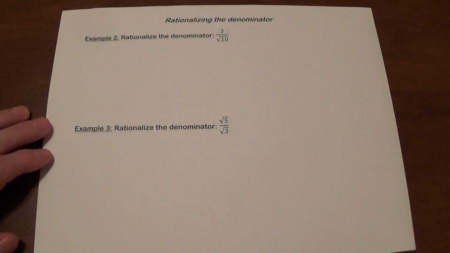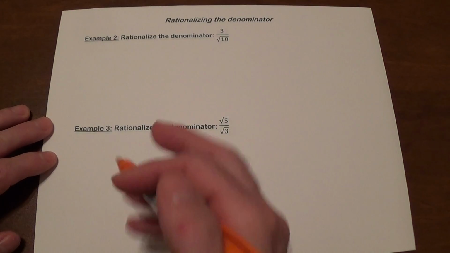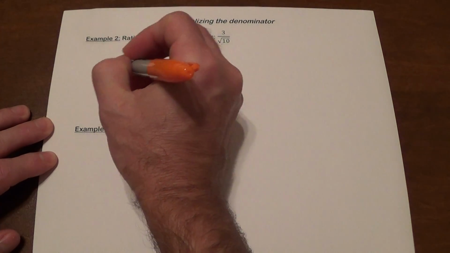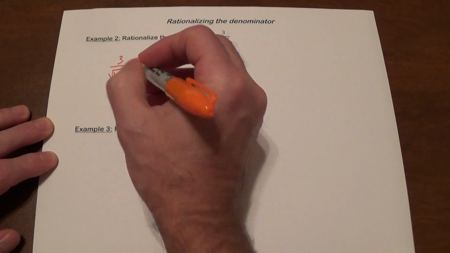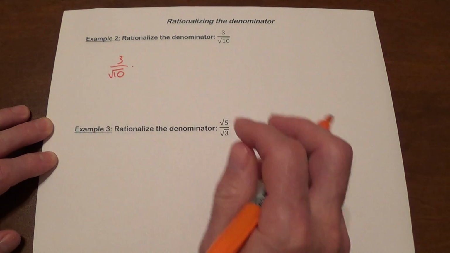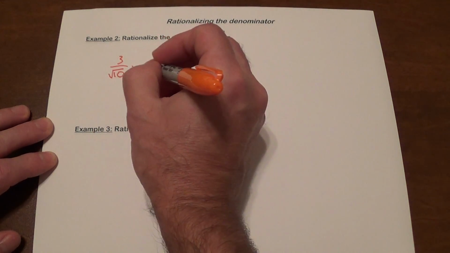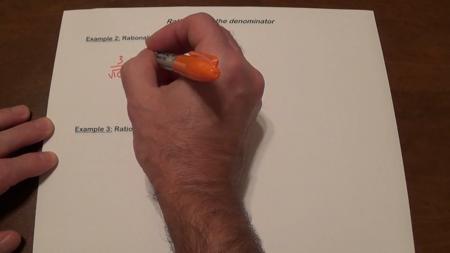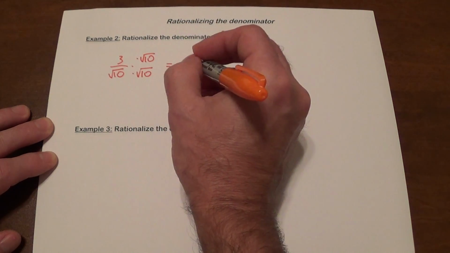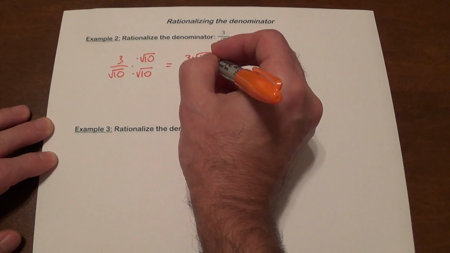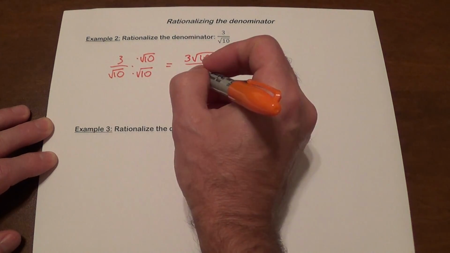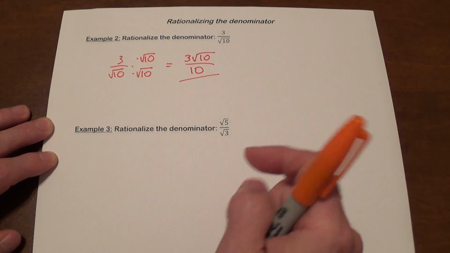Let's go ahead and take a look at these problems. 3 divided by square root of 10, as you already understand, so we do 3 over square root of 10. We cannot do anything with the square root of 10, so we're going to have to multiply that by the square root of 10, top and the bottom, and we're going to get 3 square root of 10 in the numerator, and the denominator is going to give us 10.